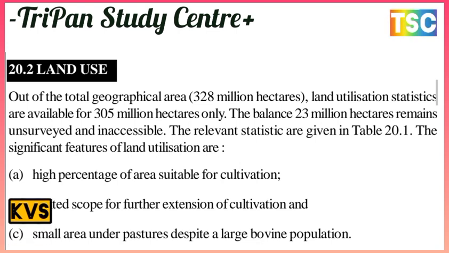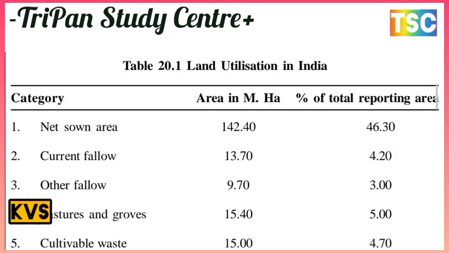The significant features of land utilization are as follows. The first is a high percentage of area suitable for cultivation. The second is limited scope for further extension of cultivation. And next, a small area under pasture, despite a large bovine population. These are also important. Here is the table.